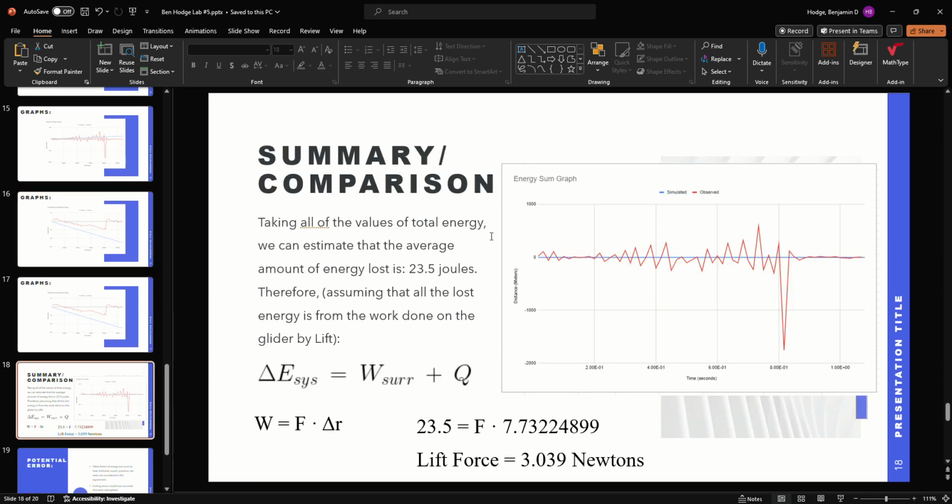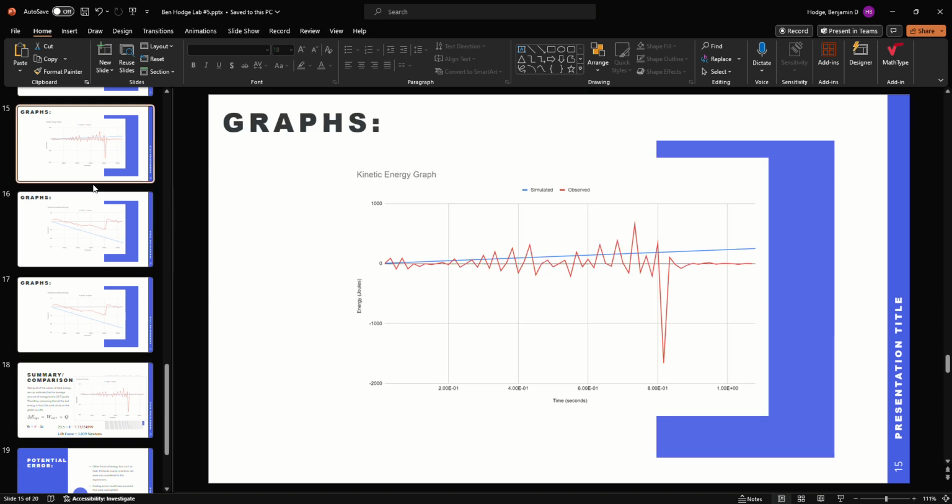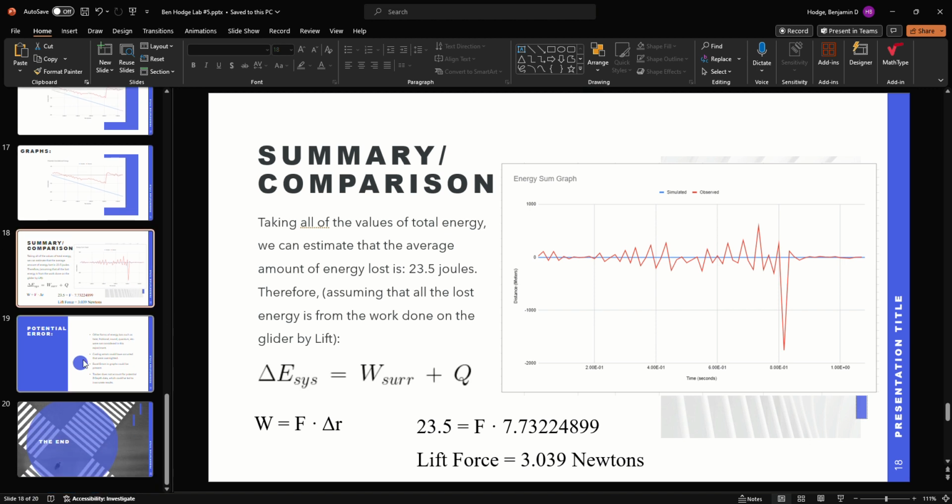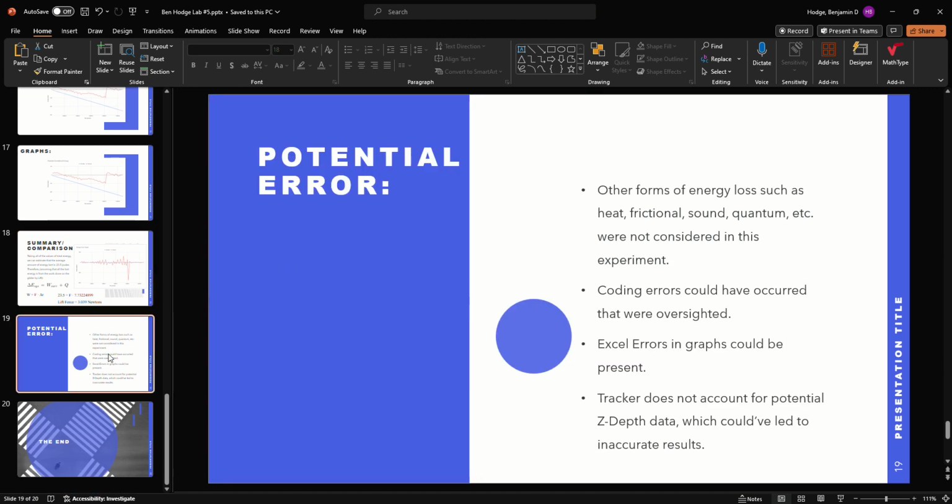And of course, with our summary and comparison, you can notice that those two linear lines here and here cancel out to 0, which is as expected in the simulated, and the observed semi-cancel out. Taking all the values of total energy, we can estimate that since this is not a constant, since it is not equivalent to 0, the amount of energy lost is 23.5 joules. Therefore, assuming that all the lost energy is from the work done on the glider by lift, using this formula right here, our work is equivalent to force times change in displacement, calculating change in displacement via the initial and final x and y positions, and dividing by that value, we get a lift force of approximately 3.039 newtons, assuming that our glider is 100 kilograms, sorry, which it most likely is not.